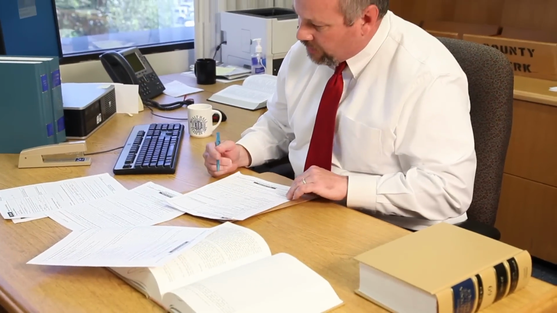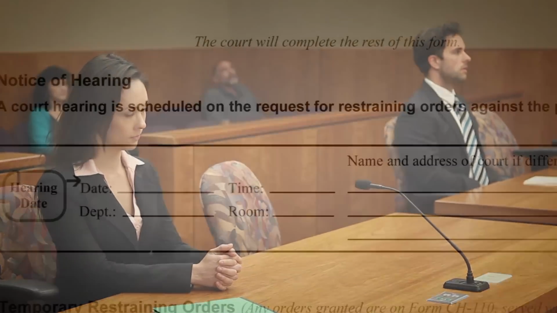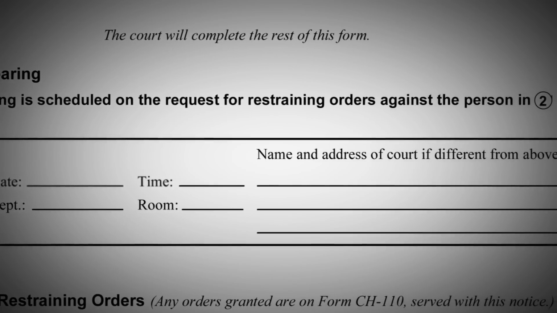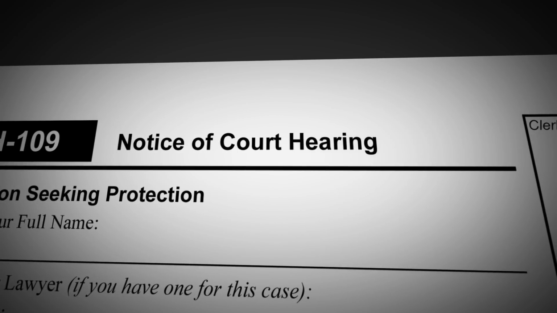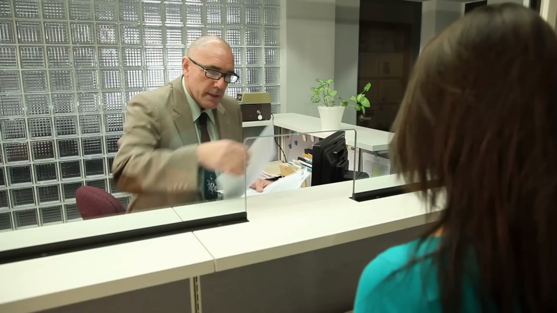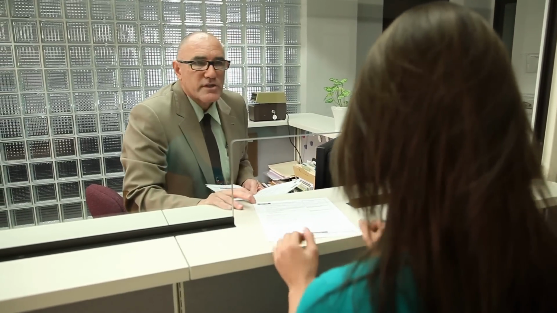Whether or not a judge makes a TRO, the court will schedule a hearing about whether to make a permanent restraining order. The court will write the hearing date, time, and location on Form CH-109, Notice of Court Hearing. You may need to come back to the courthouse so the clerk can give you back file-stamped copies of this form and the others you filed. The forms that the clerk returns will give you instructions about what to do next.